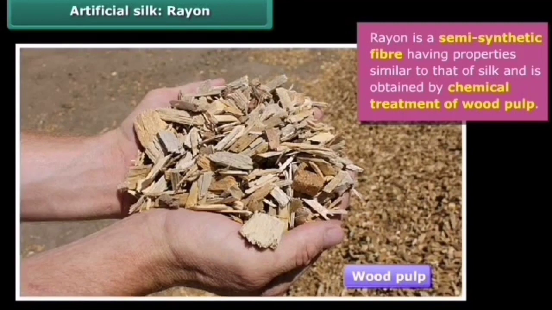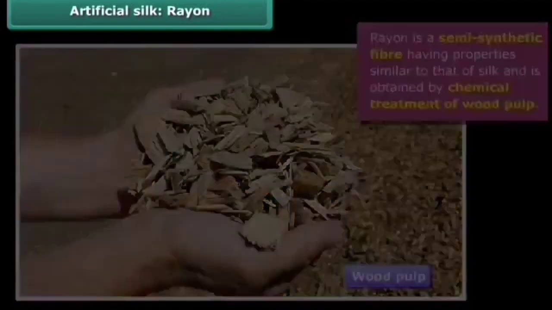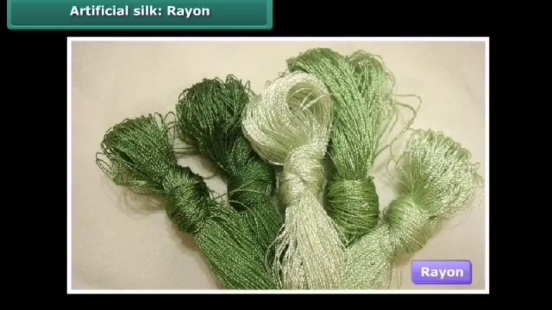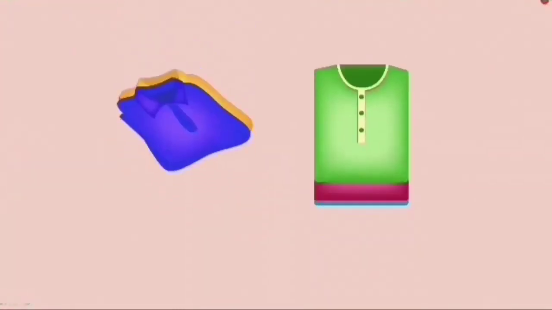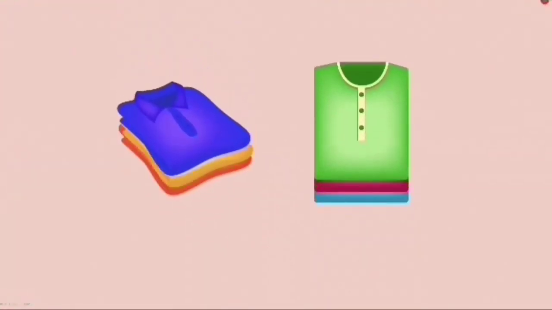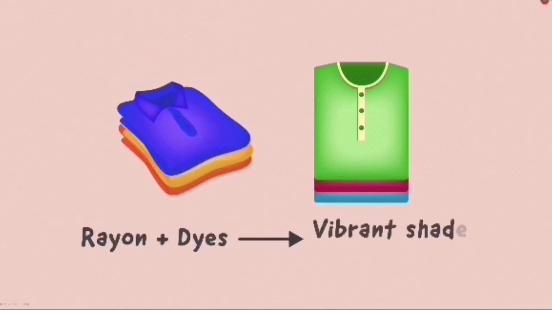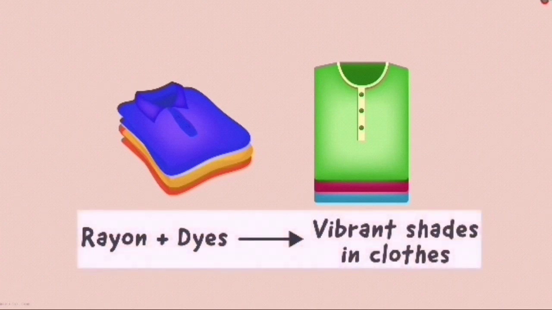Rayon is also known as artificial silk. It is cheaper than silk. Its properties are similar to that of silk. The major use of rayon is in making clothes. Rayons can be blended with many dyes to get vibrant shades. That is why it is widely used in textile industry.